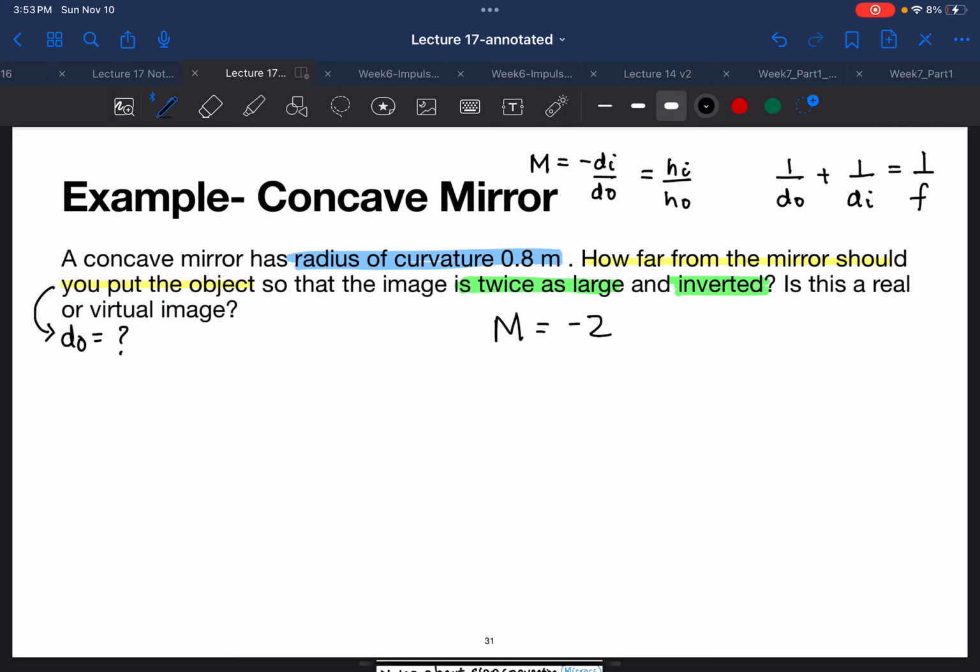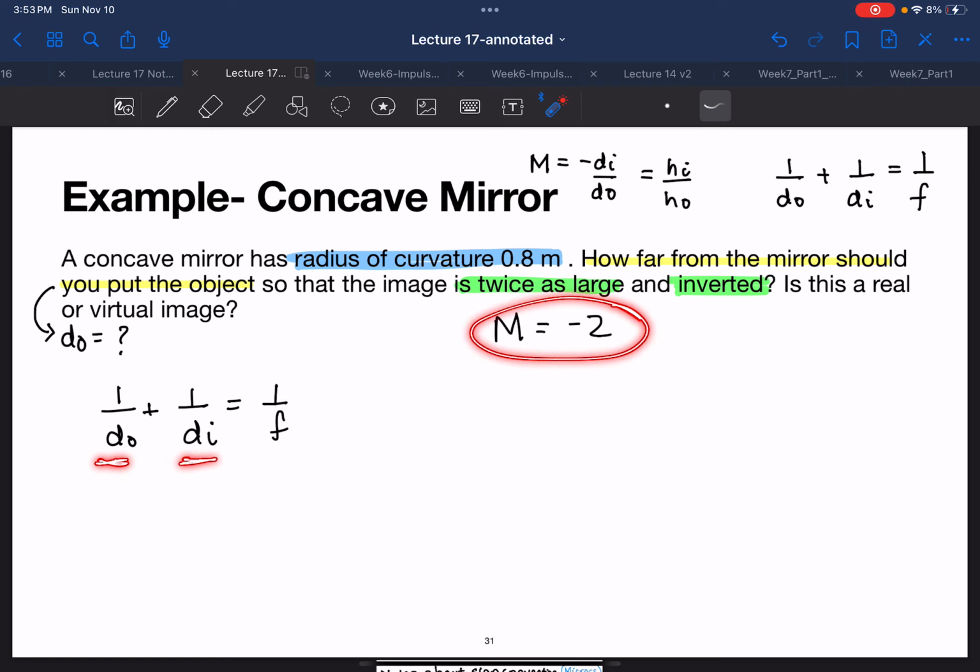So when we start with 1 over d0 plus 1 over di equals 1 over f, we know we're trying to look for d0. We don't know di, but we can maybe use the magnification to figure that out. And we don't know the focal length, but we can use the radius of curvature to figure that out. And if you recall that from class, focal length is the radius of curvature divided by 2.